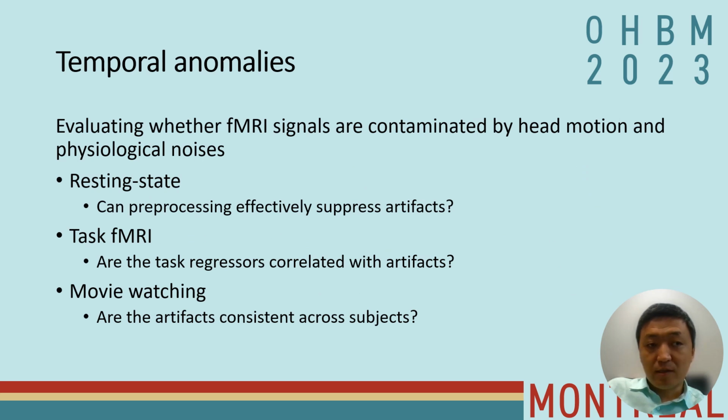The main goal of the temporal analysis is to evaluate whether the fMRI signals are contaminated by head motion and some other physiological noises. For resting state, it is particularly important because usually we study functional connectivity between different brain regions. Therefore, those common artifacts may generate spurious higher correlations, which is not what we are interested in. So we need to check whether this preprocessing step can effectively suppress those artifacts.